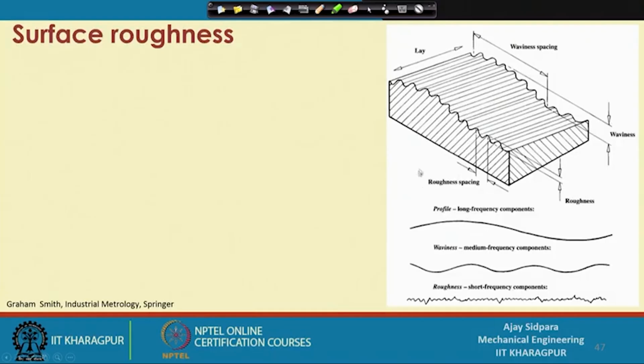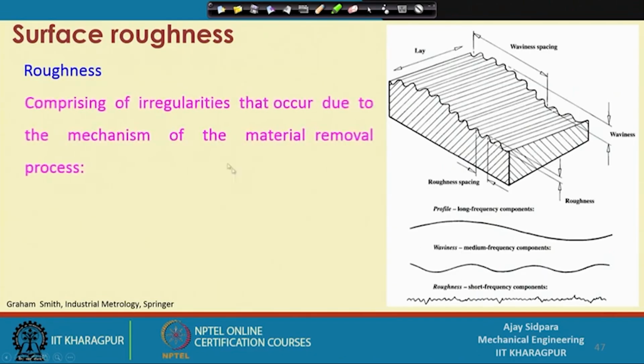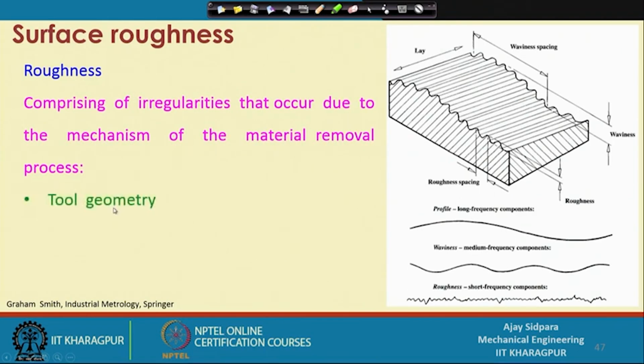So, this is the surface roughness profile which we have seen in the last class, and we have seen that it has three components. One is the profile component, which has a very long wavelength; waviness is something which is medium frequency; and roughness is a very short wavelength component, right. So, let us see all the things. The first one is the roughness. The roughness comprises the irregularities that occur due to the mechanism of material removal of the process. The first thing is the tool geometry, or the wheel grit if it is a grinding process, and if it is a machining process then it is the EDM spark.